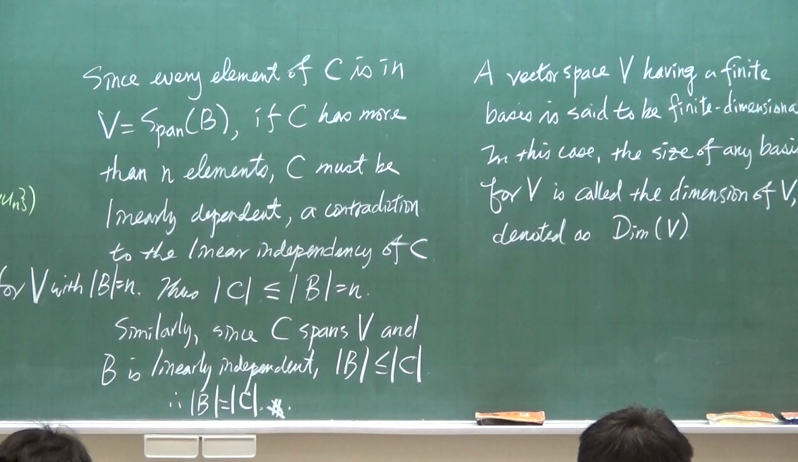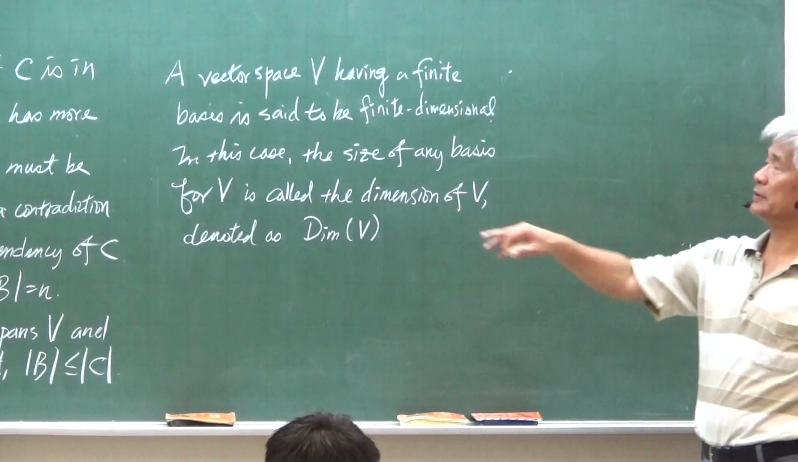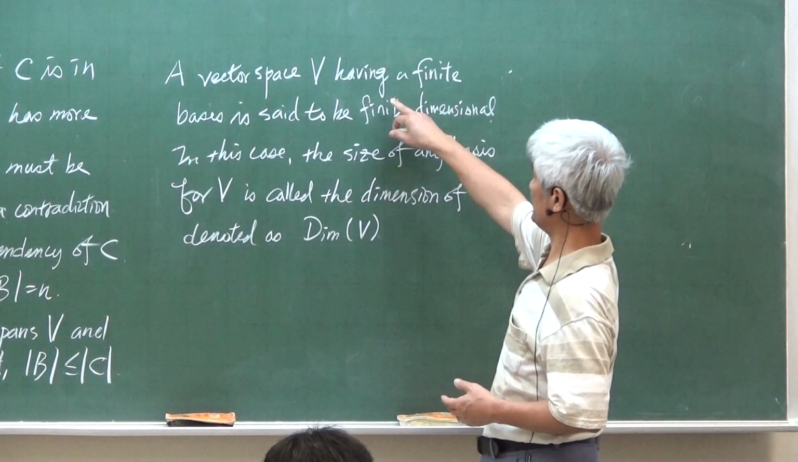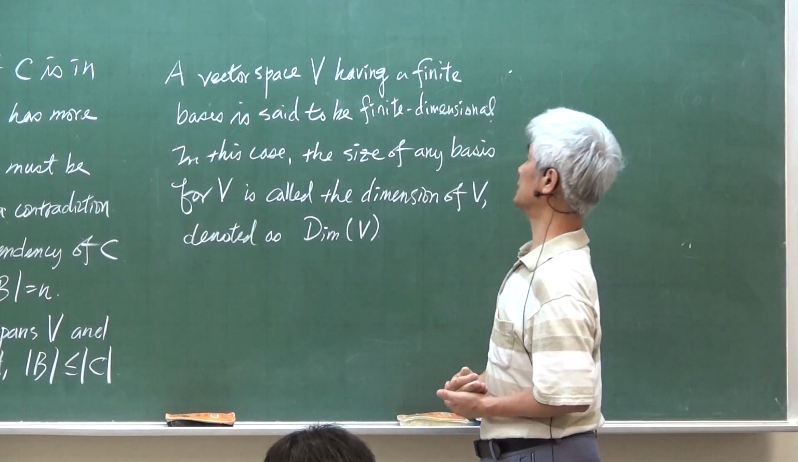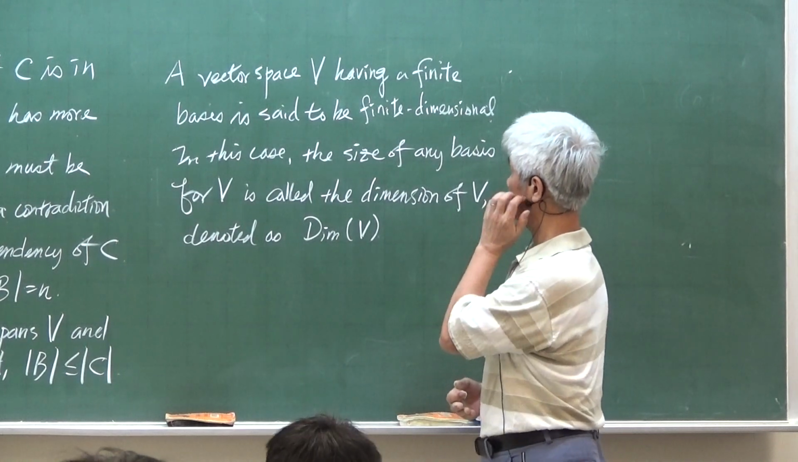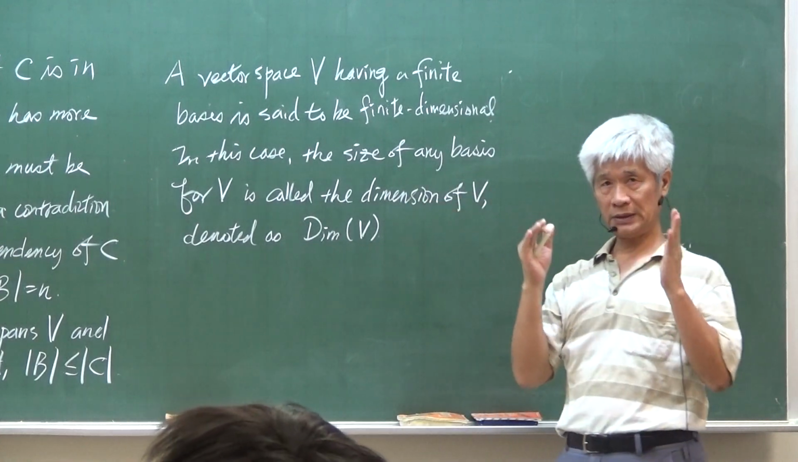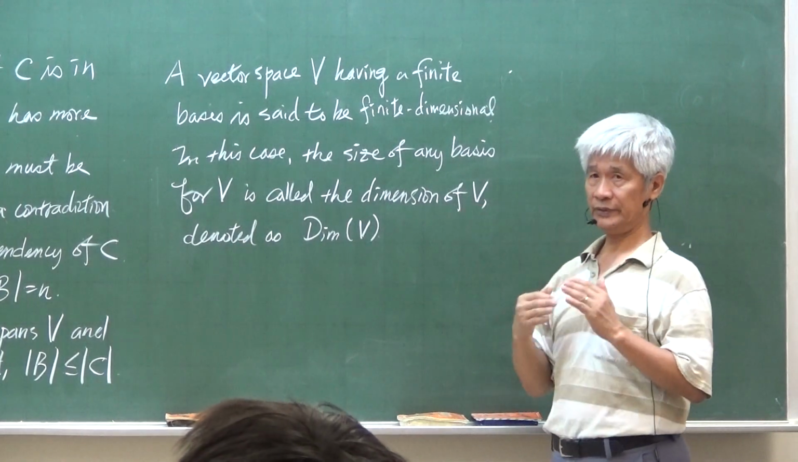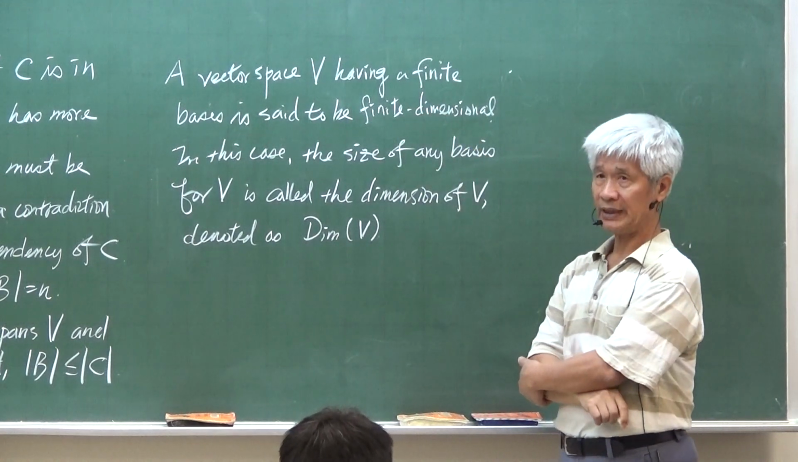So now we are able to introduce the concept of dimension of a vector space. Because the previous theorem says that if a vector space V has a finite basis, then all the bases have the same number of vectors. So we can define the common size as the dimension of the vector space V. Okay. And then this vector space will be called a finite dimensional vector space.